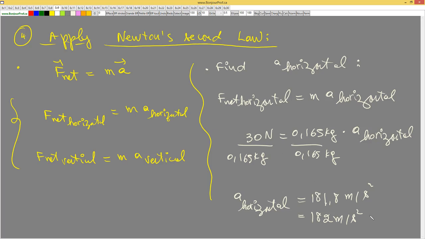Yeah, you have to solve. Bring it to the other side. What are you going to do to bring it to the other side? Divide. Why do you have to divide? Because we have multiplication, and the opposite of multiplying is dividing. So you have to divide. If you divide, you are going to find this one. You are going to do the calculation later. So put 30 newtons divided by 0.165 kilograms. It will give you 182 meters per second squared.